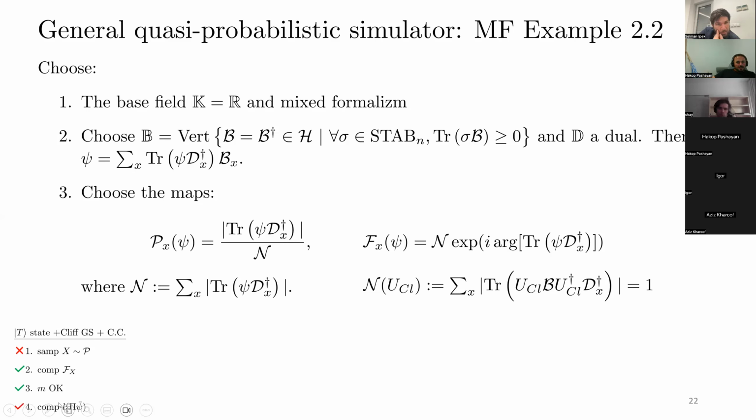And can we compute this average? We run into the problem that we can't really compute this quantity here, like a trace of a dual with a frame operator, or with a projector. One second.